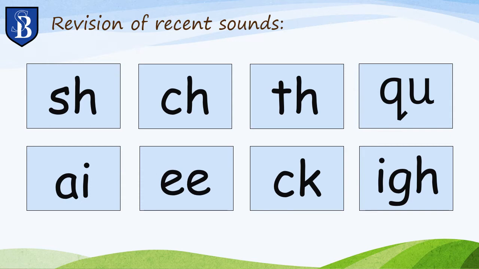Can you find the sound E? Which of these digraphs records the E sound? Yes, there it is on the bottom line. 2 E's. Can you find the sound K? Yes, there it is, a C and a K.